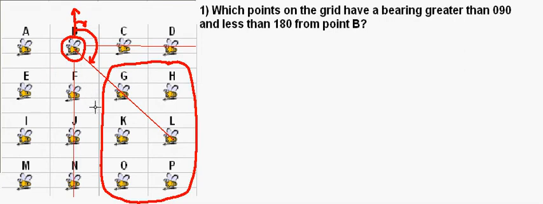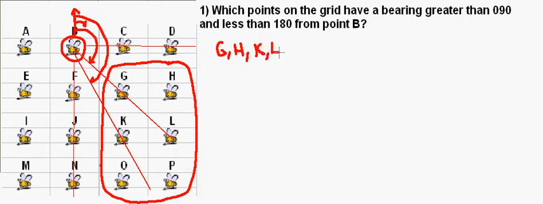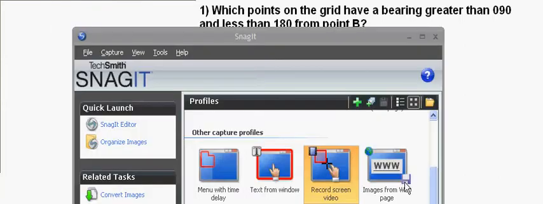Likewise, if I were to do a bearing through K, again, that is going to be greater than 90, but it's less than 180. So again, those would be points G, H, K, L, O, and P would fit the restrictions or parameters that were set up in question number 1.